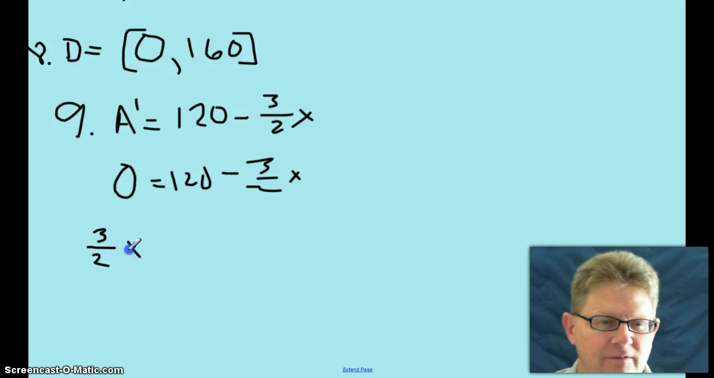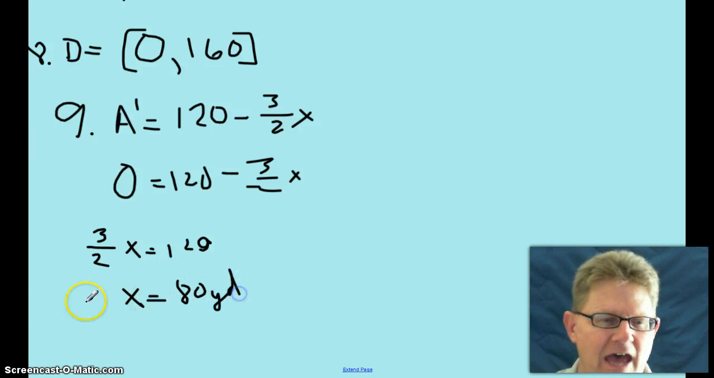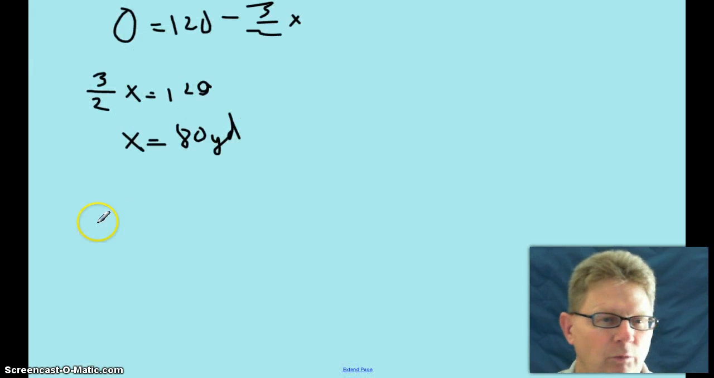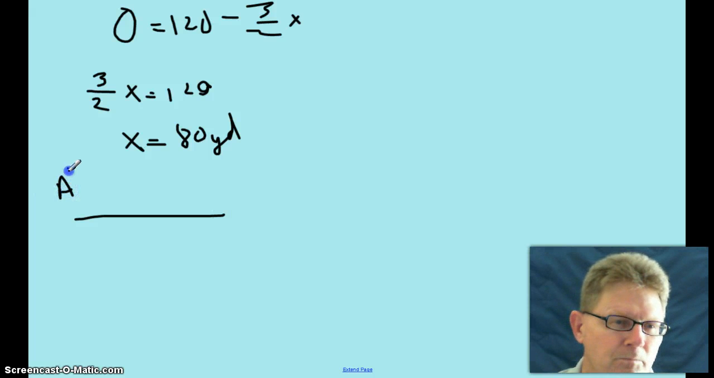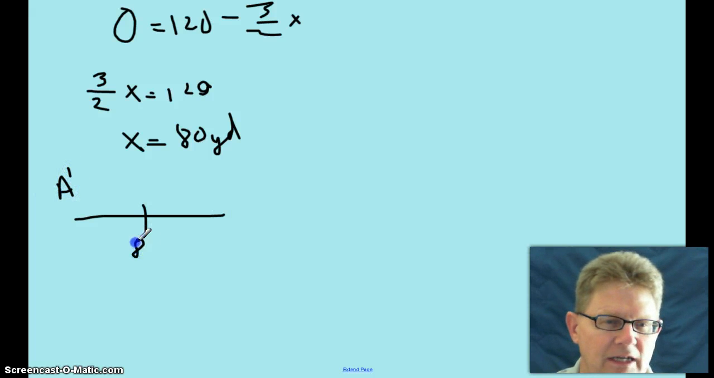3/2 x equals 120. Multiply both sides by 2/3, and x will equal 80 yards. Now we have to make sure that that is a maximum. We always got to check to make sure that that is a maximum. Right here at 80, the endpoints are 0 and 160.